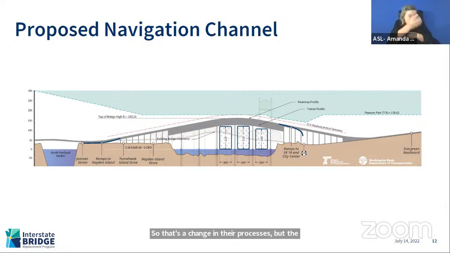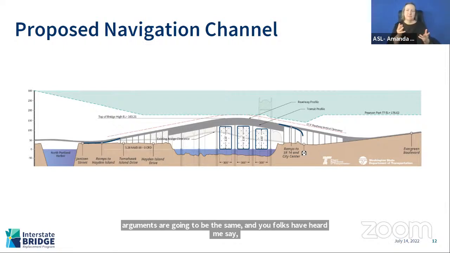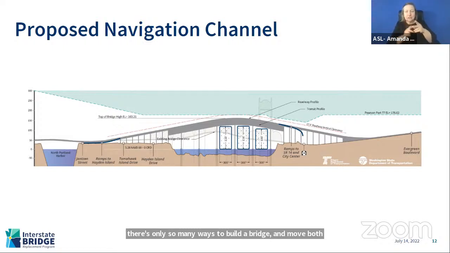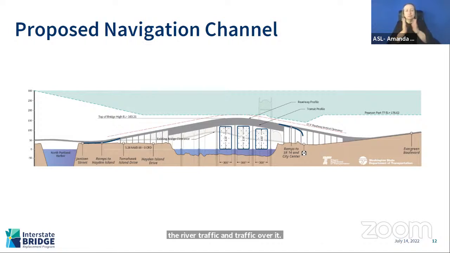And you folks have heard me say there's only so many ways to build a bridge and move both river traffic and traffic over it. And we have limitations. We have to touch down on Hayden Island. SR 14 is critical and one of the biggest drivers of traffic coming into this corridor. So to not have that connection would not meet the purpose and need of this program. So a lot of the arguments are going to be the same.